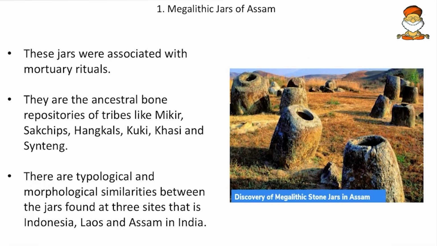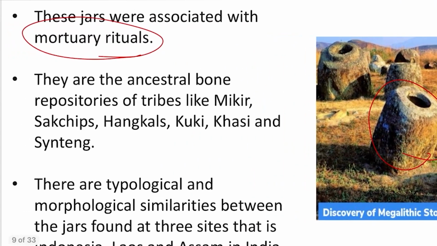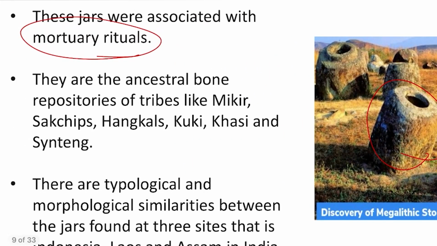First one, megalithic jars of Assam. These jars were associated with mortuary rituals, like the burying of the dead people and the rituals performed during those times. Here we can see how these jars are placed beautifully. They are the ancestral bone repositories of tribes like Mikir, Sakchip, Hankal, Kuki, Kazi, and Sinteng. These are the bones, the asthis, as we say in Sanskrit.